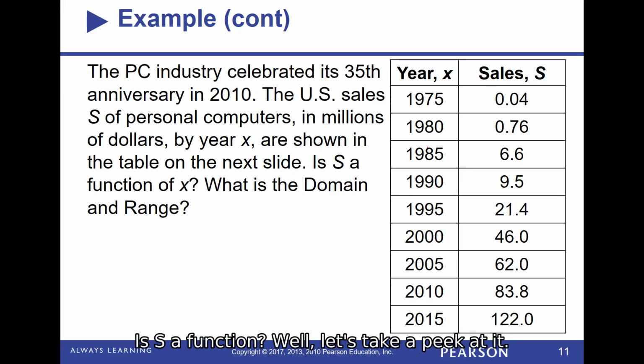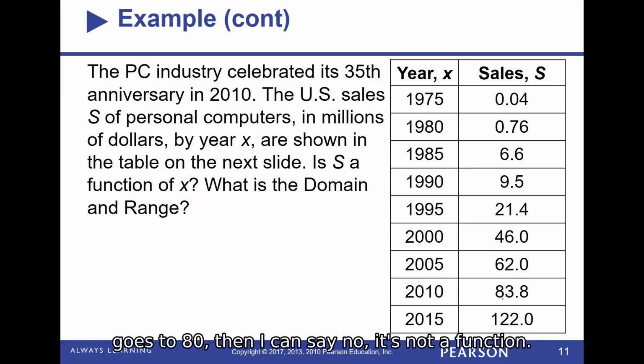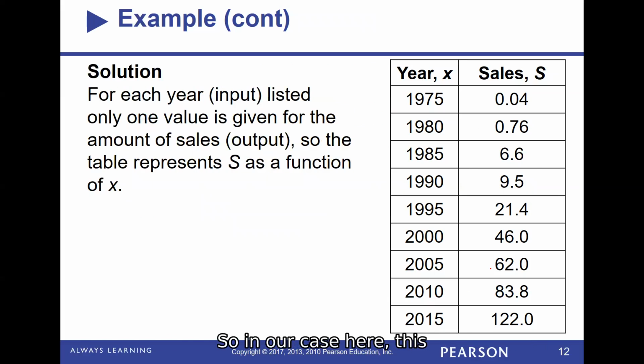Well, let's take a peek at it. Do any of my years repeat? Well, no, it looks like they don't. Now, does each one of those years go to a unique number? Make sure that it doesn't say something like 2010 goes to 70 and 2010 goes to 80. Then I could say, no, it's not a function. So in our case here, this looks like it actually is a function.